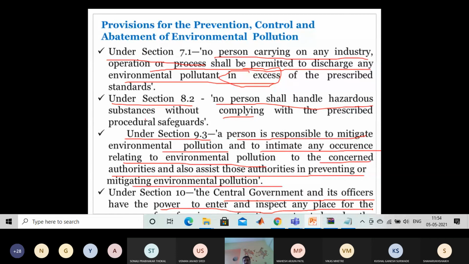Means under section 7.1, what will happen? We cannot permit the discharge, we cannot exceed the limit of environmental pollutant. Under section 8.2, what will happen? Hazardous substance has to be handled properly. Under 8.3, the person has to inform the concerned authority that environmental pollution is going on. Under section 10, any authority or central government officer or concerned authority can visit the plant without any notice.